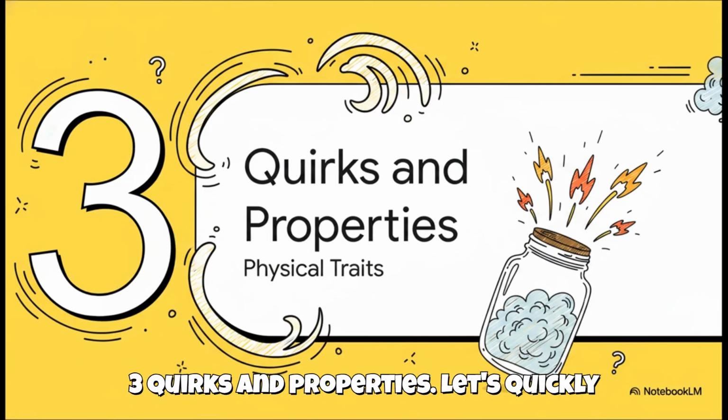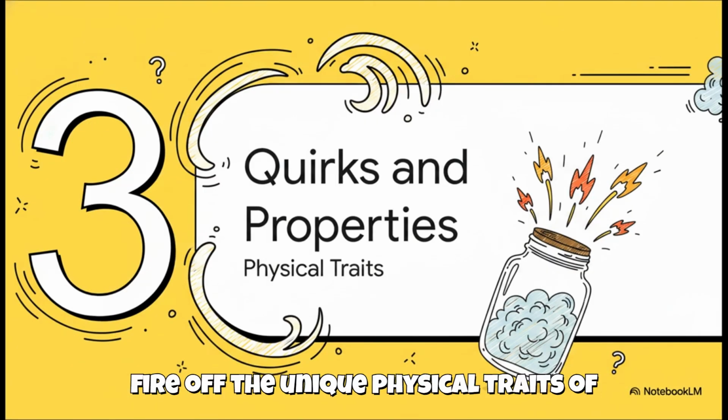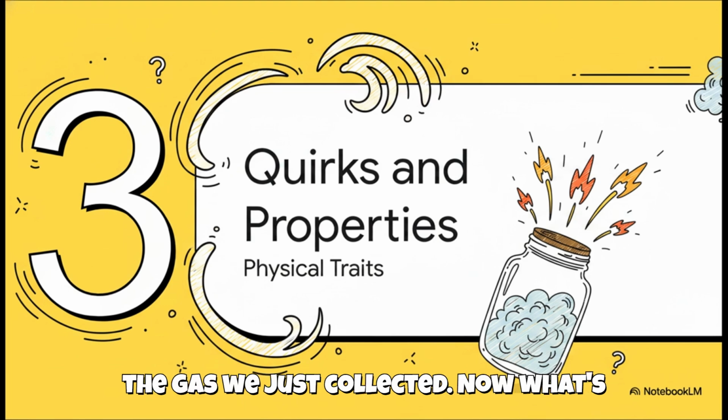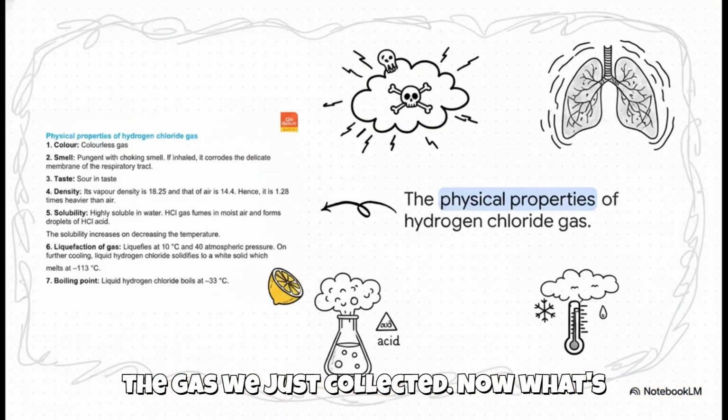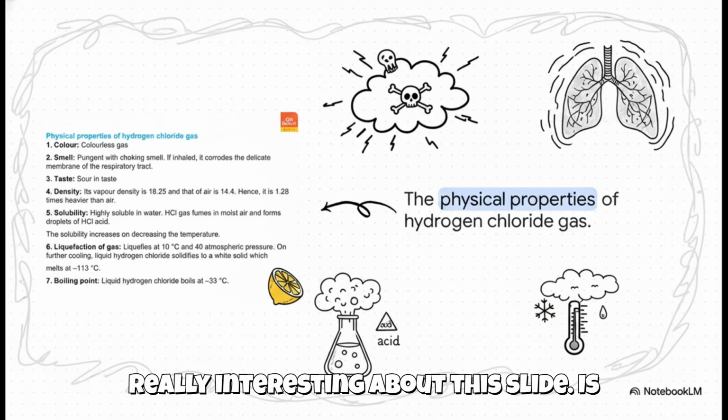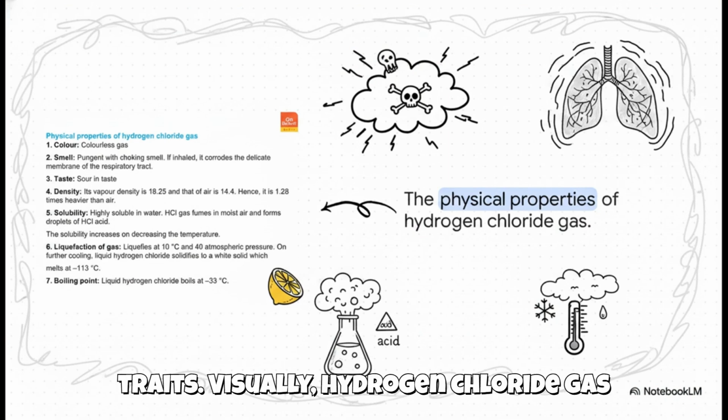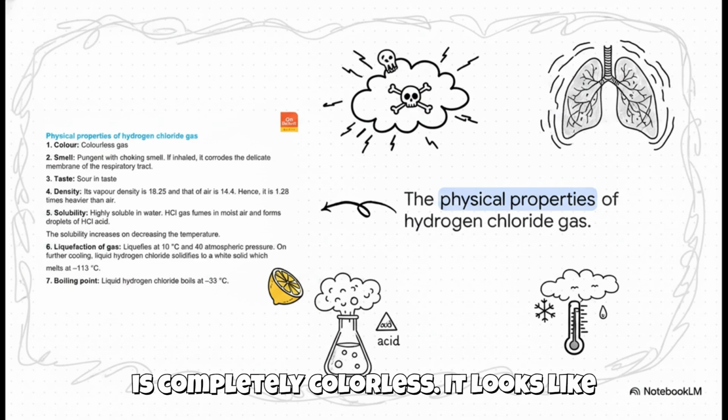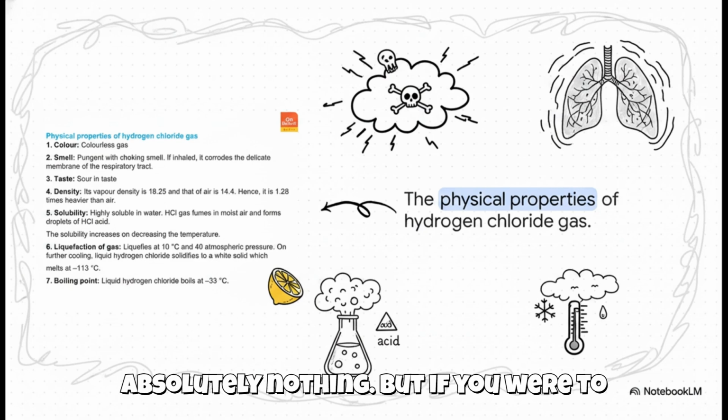Section 3. Quirks and properties. Let's quickly fire off the unique physical traits of the gas we just collected. Now, what's really interesting about this slide is the extreme contrast in its physical traits. Visually, hydrogen chloride gas is completely colorless. It looks like absolutely nothing.